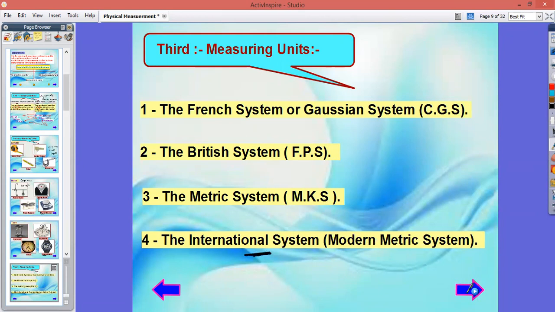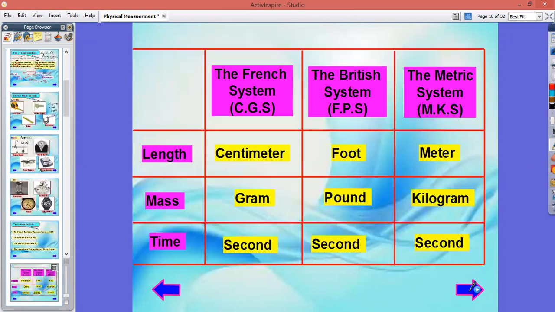Firstly, we need to talk about the first three types: French system, British system, metric system. The measuring unit of length in the French system is the centimeter. The measuring unit of mass in the French system is the gram.